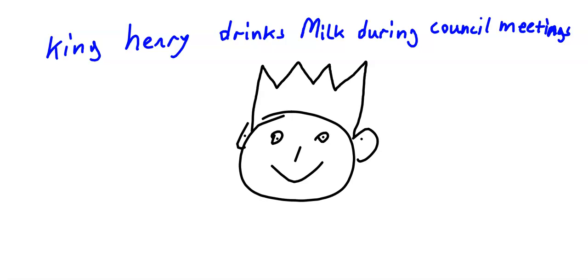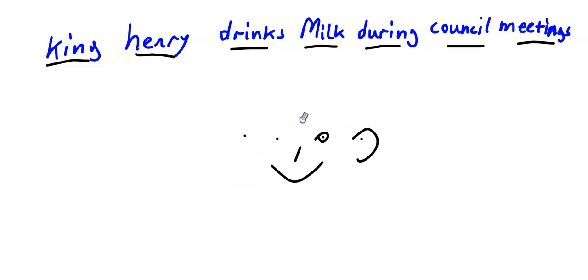Alright, you might be asking, who is this interesting character? Well, his name is King Henry. King Henry drinks milk during council meetings. Did you know that? Now, this guy, King Henry, is actually going to help you memorize the metric steps a little bit easier. So this is a mnemonic device we use to help us memorize the metric steps.